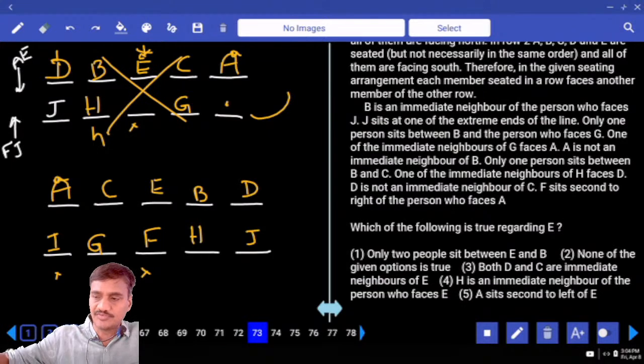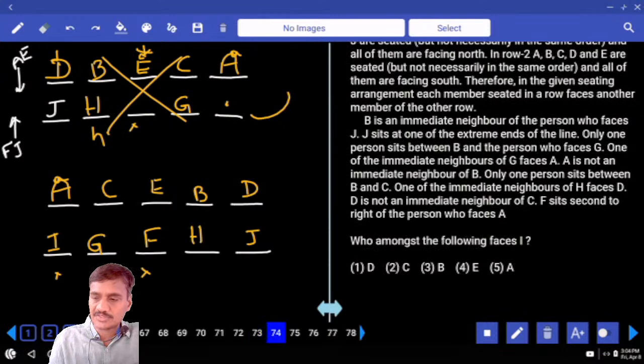And 73, which of the following is true regarding E? Only two people between E and B, that is false. Both D and C are immediate neighbors of E, that is again false. H is an immediate neighbor of the person who faces E, definitely true, choice 4.